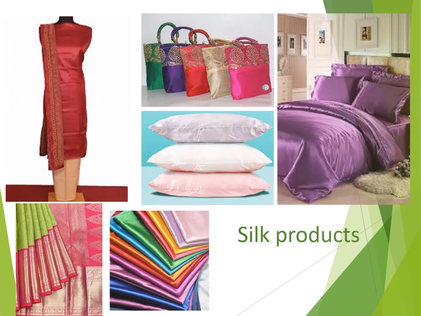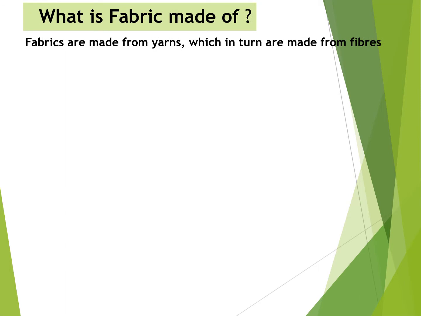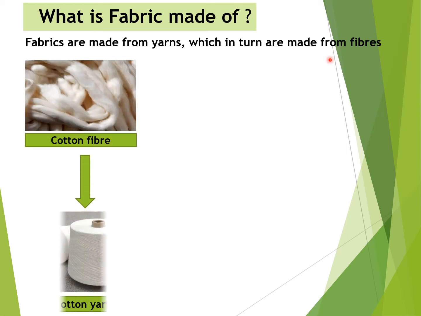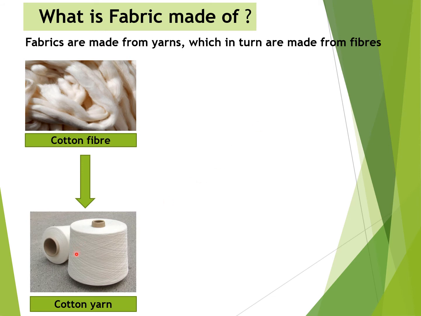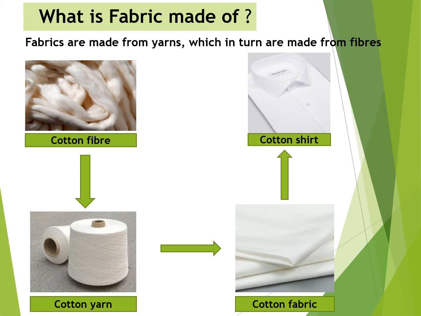Now we will understand what fabric is made up of. So students, fabrics are made from yarns, which in turn are made from fibers. For example, from the cotton fiber, first of all, cotton yarn is made, and then from the cotton yarn, cotton fabric is made, and then cotton fabric is used for making various cotton shirts and different clothes. So let's understand what yarns are.